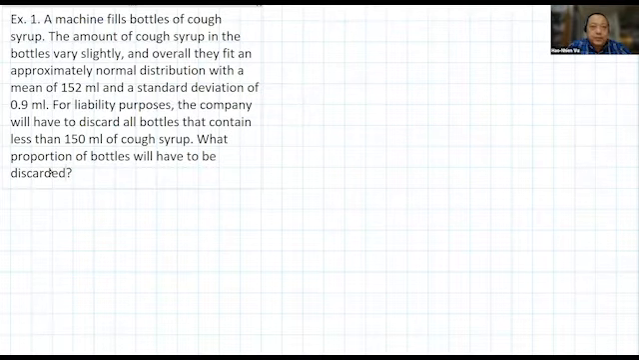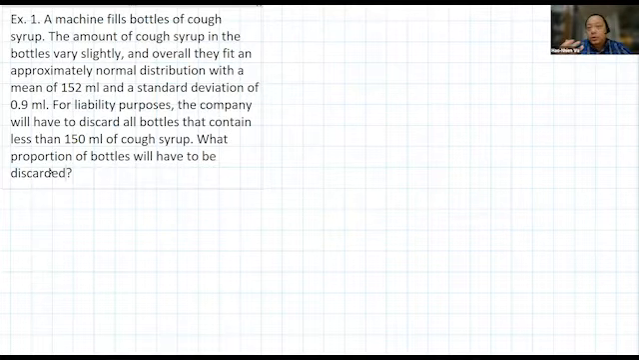Example 1, a machine fills bottles of cough syrup. The amount of cough syrup in the bottles varies slightly, and overall they fit an approximately normal distribution with a mean of 152 ml and a standard deviation of 0.9 ml. For liability purposes, the company will have to discard all bottles that contain less than 150 ml of cough syrup. What proportion of bottles will have to be discarded?